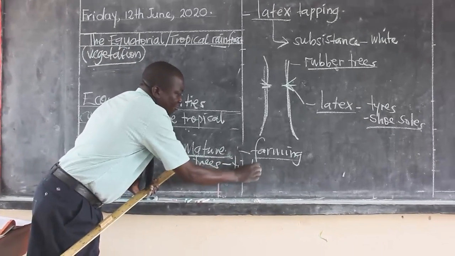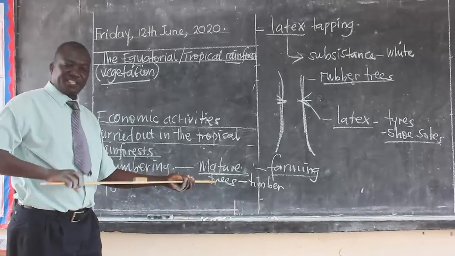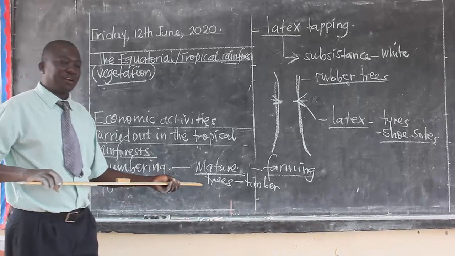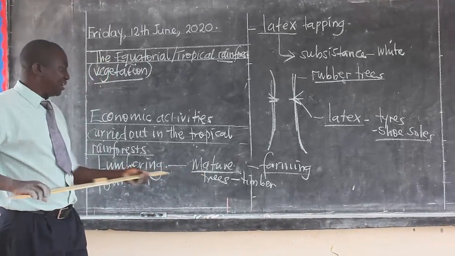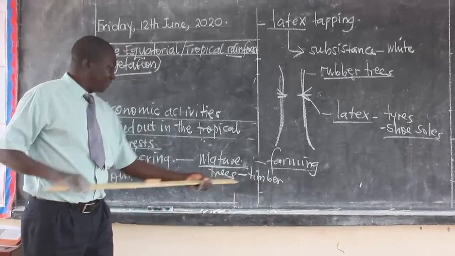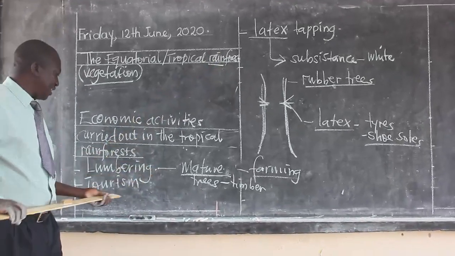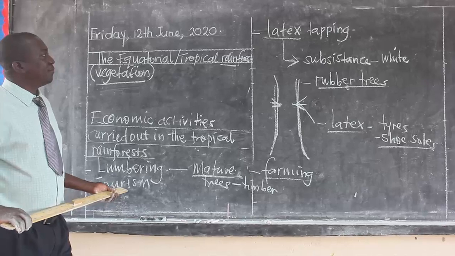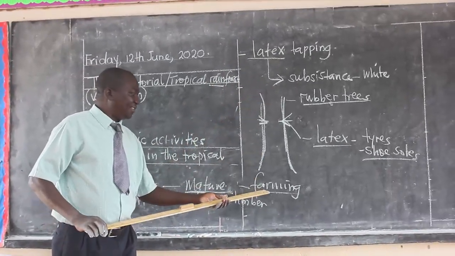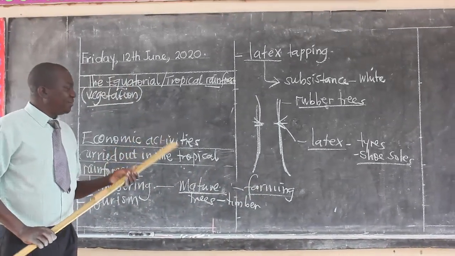So you get to know that lumbering is a bit different from deforestation. Here you are selective, but with deforestation you are not selective. With lumbering, they look at mature trees because they want timber. I have said there are countries that depend on that. Then you have tourism, you know what it means. Then you have latex tapping, and then farming.